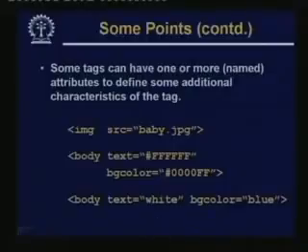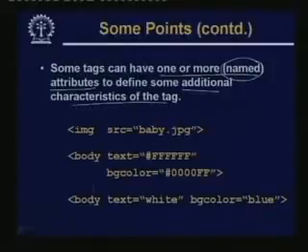Some tags, as I mentioned, can have one or more attributes. Each of these attributes has a name. Some of these attributes can also have a value. These attributes specify some additional characteristics of the tag. Some examples are shown here.